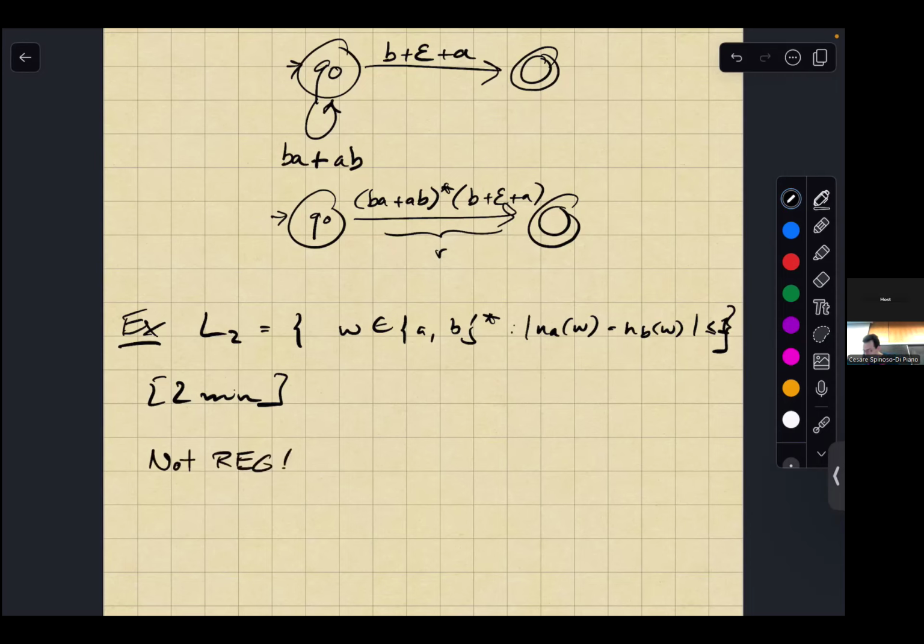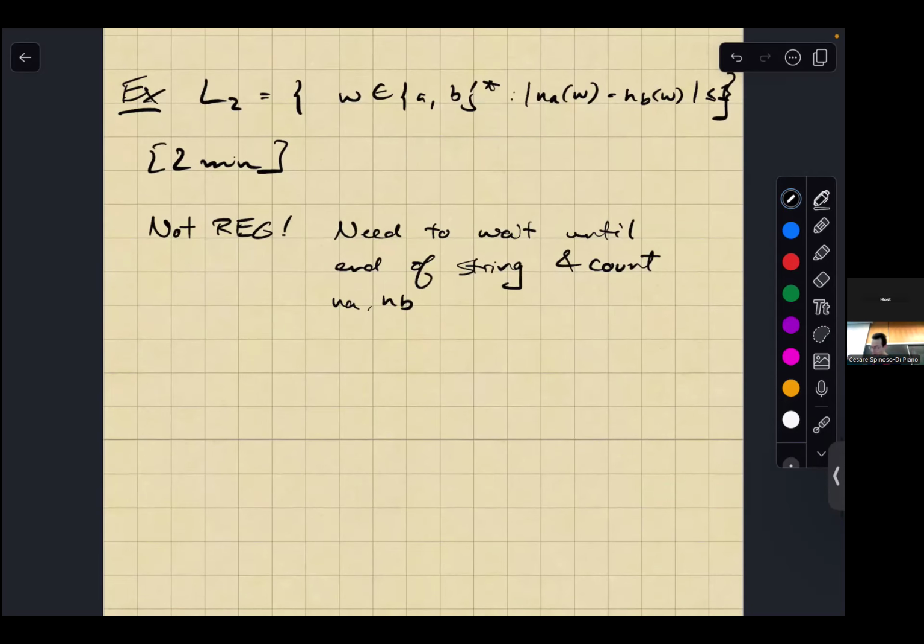It's not regular because, like we just said, you need to wait until the end of the string and count the number of A's and B's. But if you need to count the number of A's and B's, then you need an arbitrary number of states. You need an infinite number of states really to do that, because the number of A's you could have is arbitrarily large. It could be any number of A's. And so that tells me it's not regular, because there is that memory constraint now.